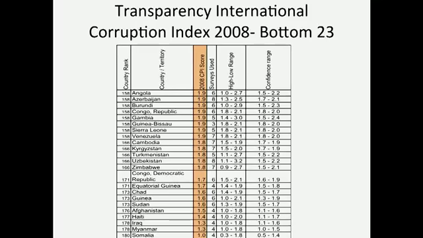This table shows Transparency International's bottom 23 countries, in other words, the countries with the worst corruption. Sudan, Afghanistan, Haiti, Iraq, Somalia. These are the countries with some of the worst corruption, and all these countries have challenging water and sanitation problems. These are the kind of places that need your water and sanitation policy skills.